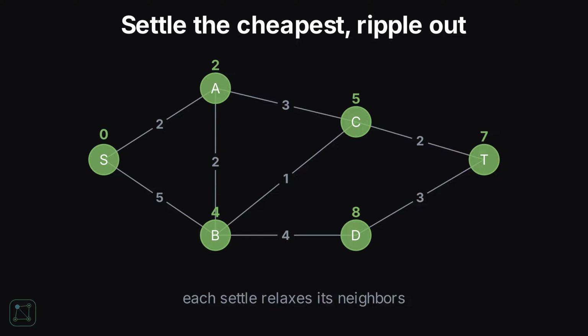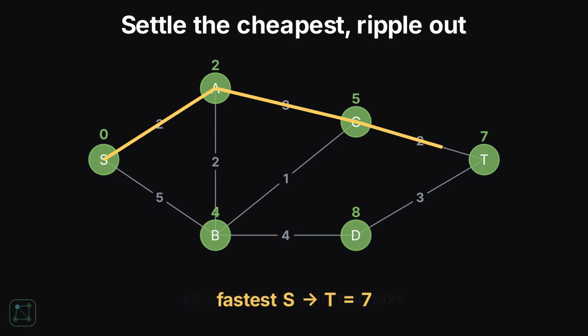Watch the settled region spread outward from the start like ripples on a pond, always claiming the nearest unclaimed node next, until the destination itself gets settled. At that moment, we have the guaranteed cheapest route, and we can trace it back.